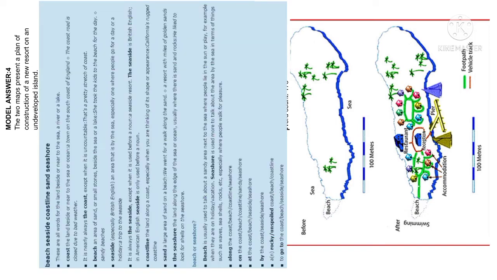Model answer 4. The 2 maps present a plan of construction of a new resort on an undeveloped island. The small island, which is about 200 meters long and 80 meters width, has a beach on its west. Some trees are also seen at various places close to the coast. As per the new plan, on the southern coast of the island, a pier is to be placed to provide a safe port for incoming sails.